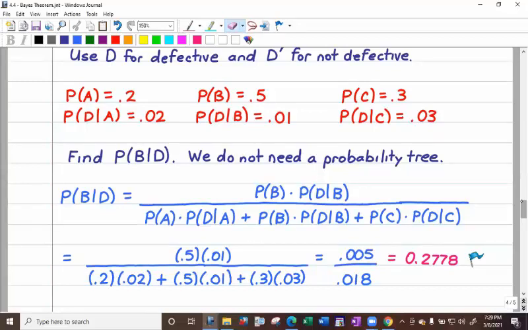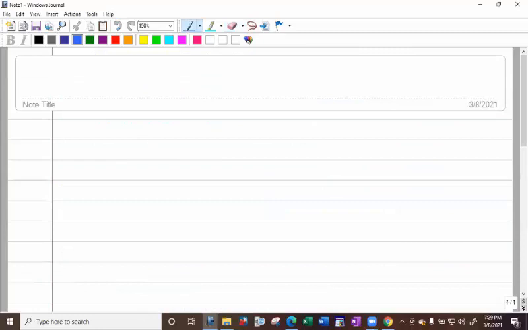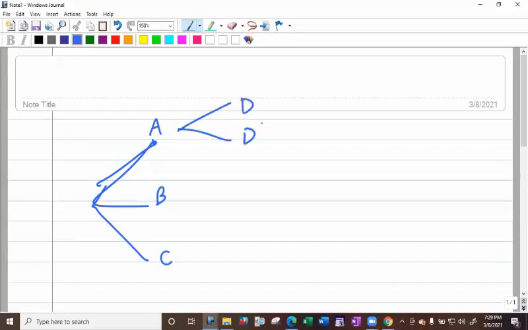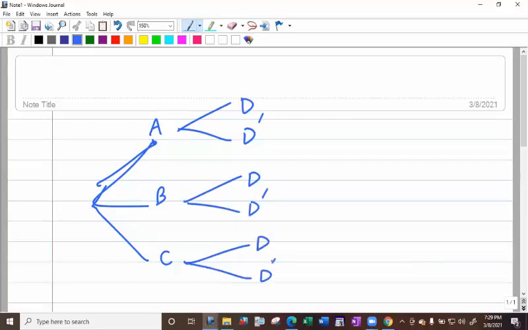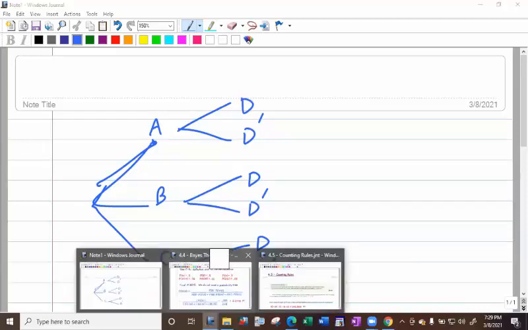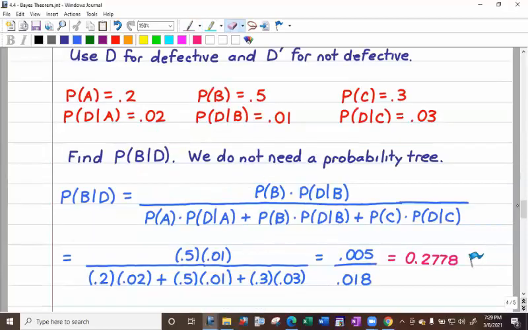But here's A, B, C is going to be first. In other words, I'll just rough one in here. So that's A, B, C, and then you got defective, not defective on each one. Now this one's actually only asking for defectives, I think. Let me see if there's any part of this that asks for not defectives. I want to tell you how we'd handle that.